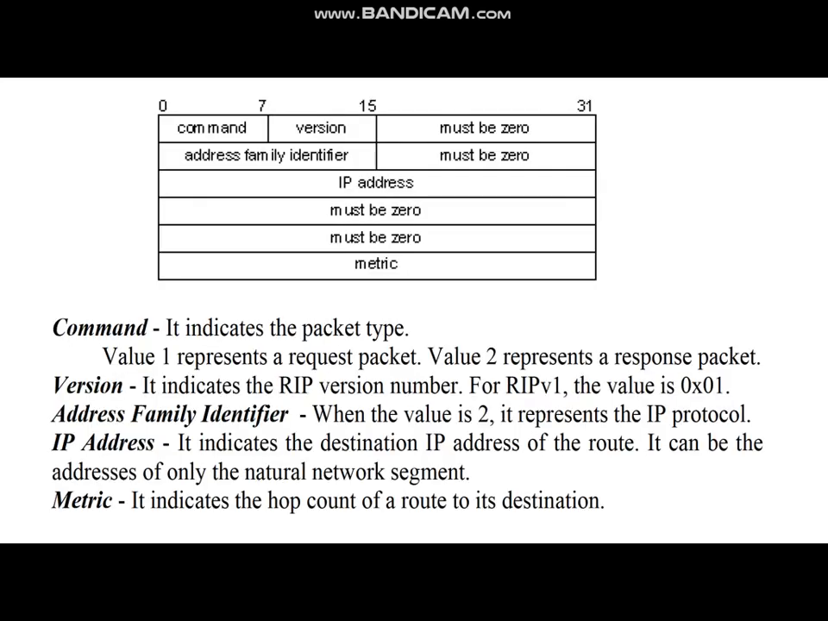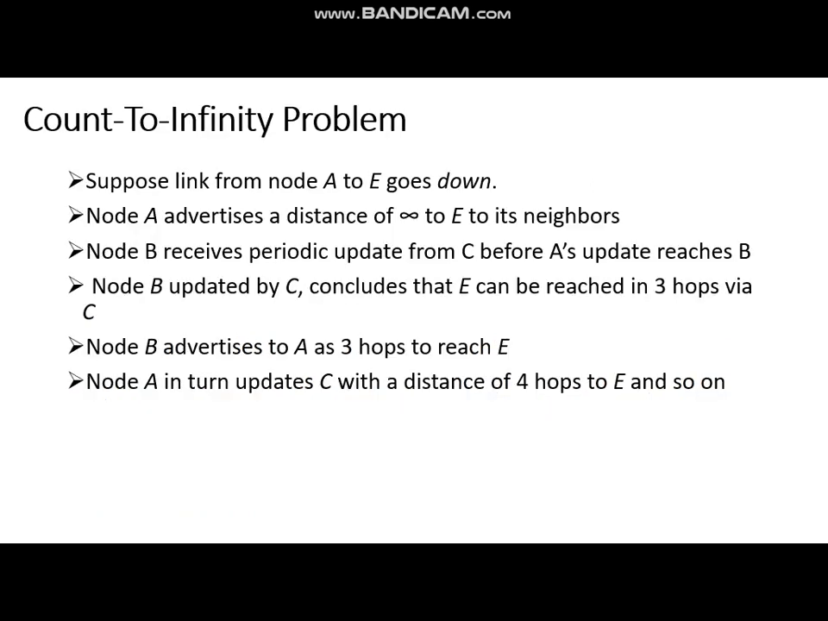This is the packet format for RIP. Command indicates the packet type. Version indicates the RIP version number. Address family identifier has the value 2. IP address indicates the destination IP address, and metric indicates the hop count from the router to its destination.